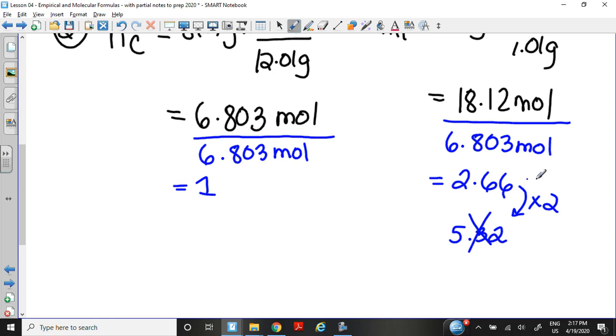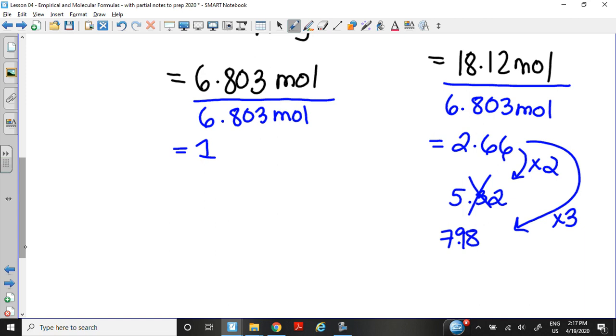What if I take this number and I multiply it by 3? If I multiply it by 3, I get 7.98. Is that pretty close to a whole number? I would say so. So that means I can approximate this at 8. But remember in math, whatever you do to one number, you've got to do to the other. So the other half of our ratio is this number 1 over here. Since I multiplied this side by 3, this side I also need to multiply by 3. So when I do that, the 1 is going to change into a 3.